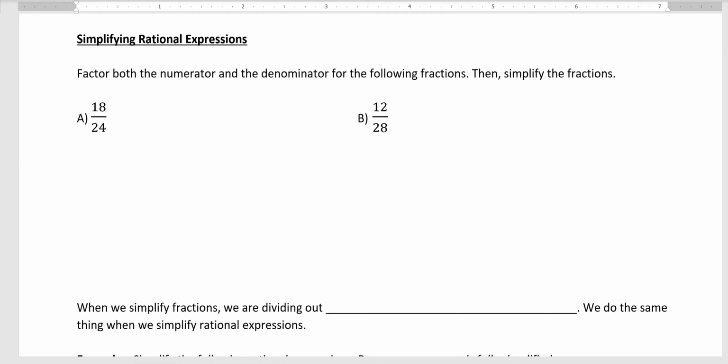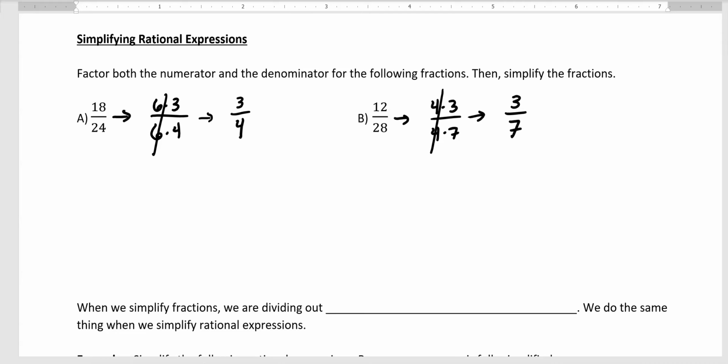means to simplify fractions. So if I'm looking at 18 over 24, I can think of that as 6 times 3 over 6 times 4, right? Now the 6's would divide out, which would leave me with just 3 over 4. That would be the simplified fraction, right? 12 over 28. Think about what I can take out of both of those. I can say, well, 12 is 4 times 3, and 28 is 4 times 7. The 4's can divide out, and I'm left with just 3 over 7.